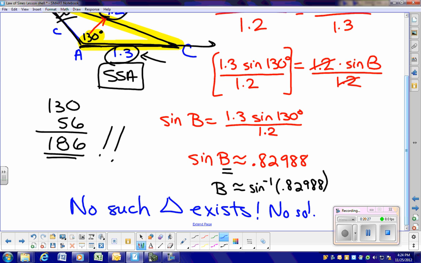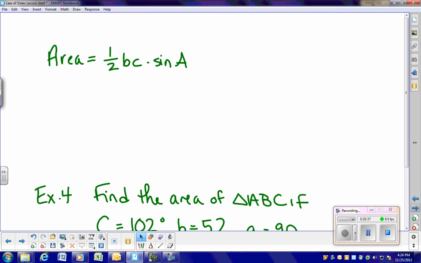No solution. Okay? So that is what I would want you to note on your paper. If you run into something where things are falling apart, you just say, hey, this triangle can't happen. Okay. The next little piece of your notes has an area formula. Okay, and we're going to end off with this.